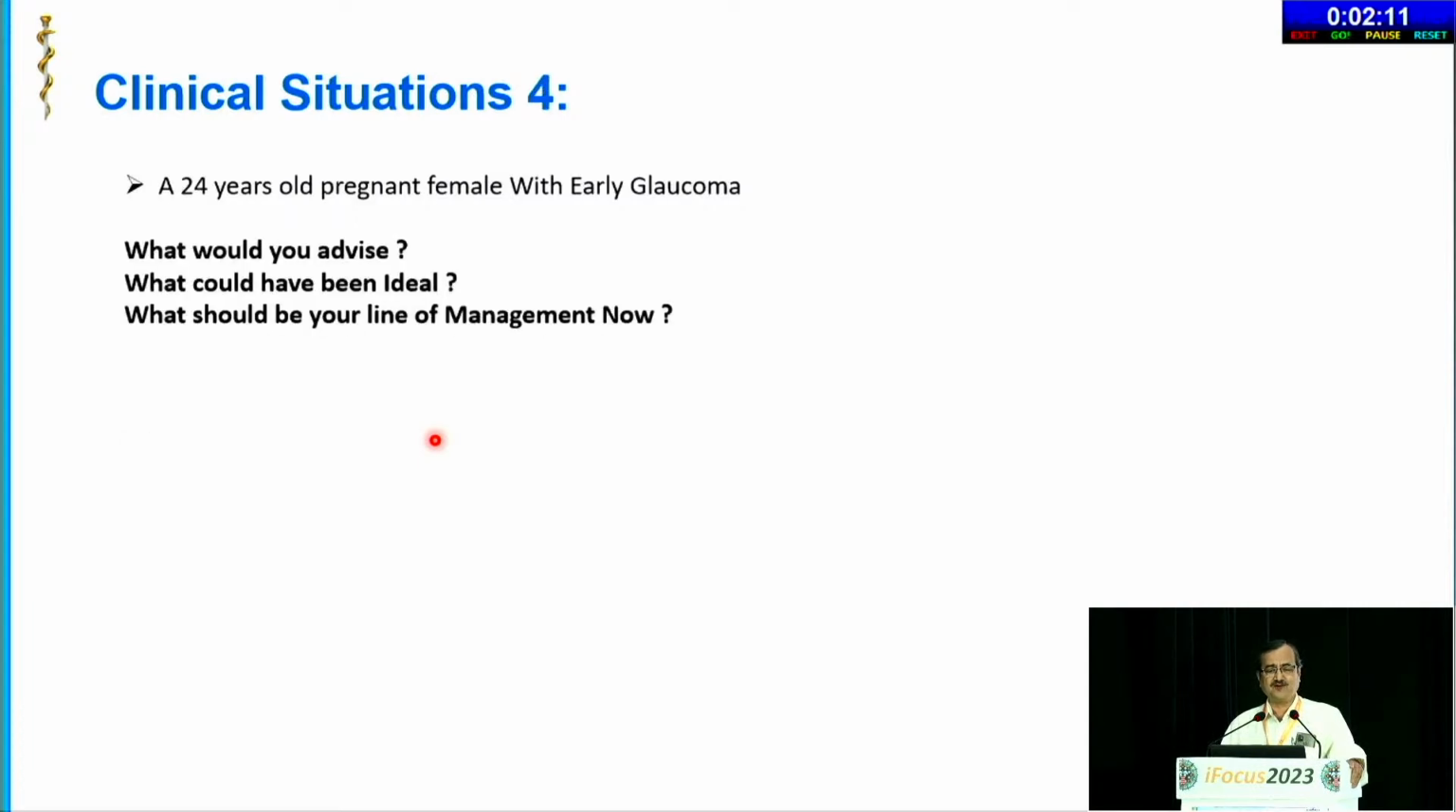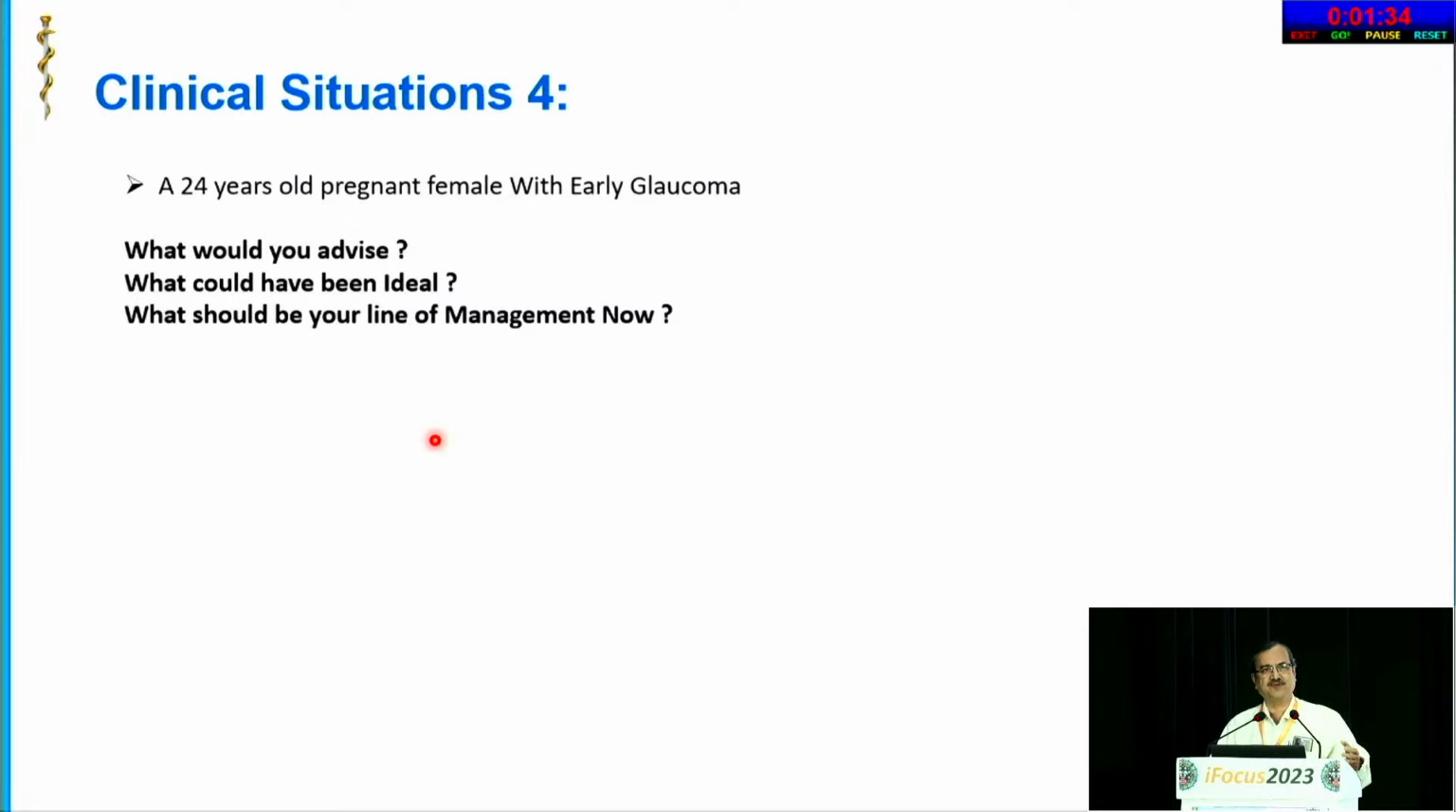A 24-year-old pregnant female with early glaucoma, what would you advise? What could have been ideal? What should be your line of management now? Actually, prenatal counseling is important for these girls. Ideally, what would have been ideal is to counsel the patient appropriately, put off the drugs for that patient, preferably. Do a PI if there is a probable occlusion. Do whatever you can. If you have laser procedures, you can.